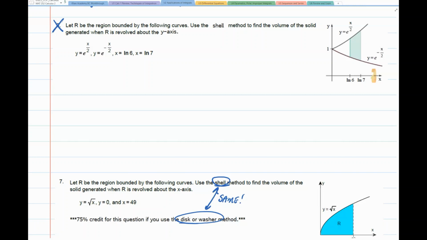Okay, in this video we're going to pick up where we left off, and we'll continue to talk about our shell method for integration. Now before we get to the problem that's going to be similar to what you'll see on the test, let me just remind you that the goal with the shell method is to create these concentric cylinders, if you will, when we revolve an object.